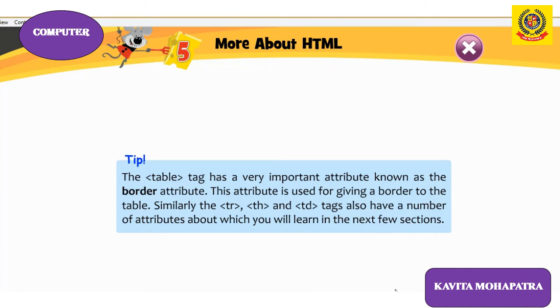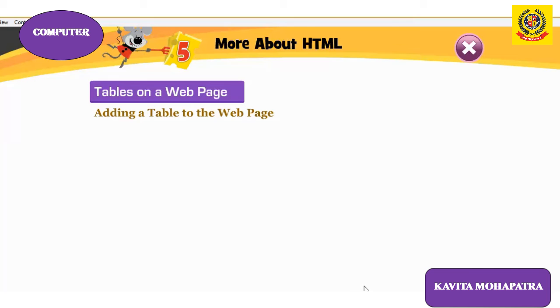Now the table tag has a very important attribute known as the border attribute. This attribute is used for giving a border to the table. Similarly, the tr, th, and td tags also have a number of attributes, about which you will learn in the next few sections on tables on a web page.